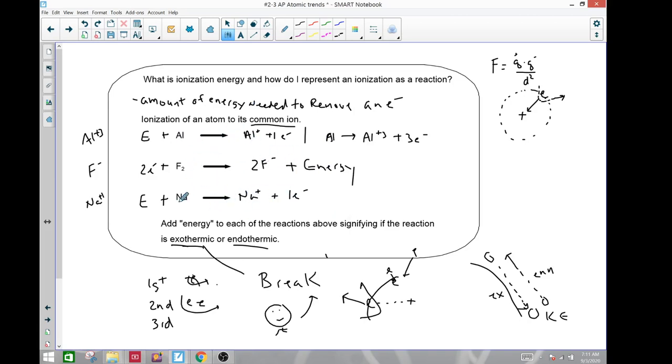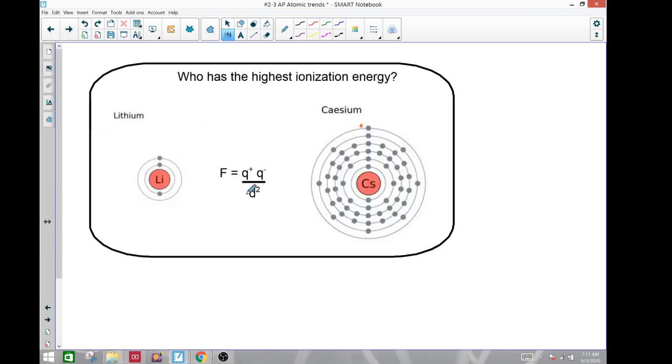Okay. This energy idea. So we're just introducing that. All right. Which one has the highest ionization energy? Lithium or cesium? Now, the last chapter we talked about our general thought process. The general thought process is all based off Coulomb's law. Force equals charge times charge divided by distance squared.